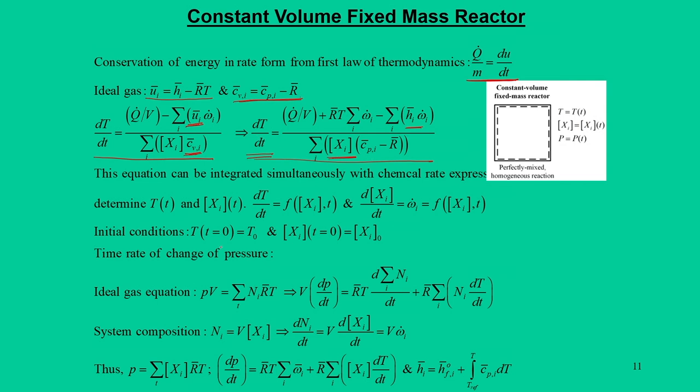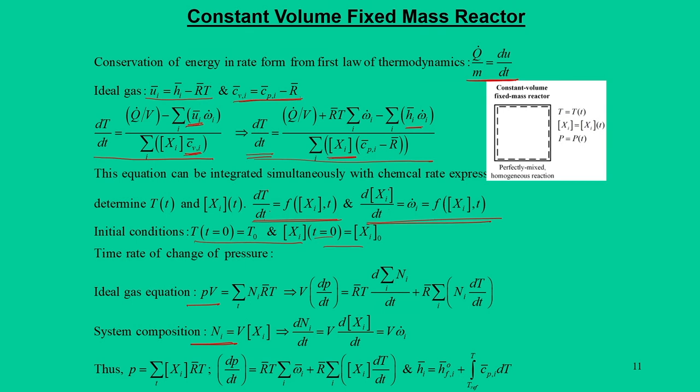So, this equation can be integrated simultaneously with rate expressions to find two complete expressions, that is temperature change with respect to time and concentration change with respect to time, with the same initial conditions and reaction kinetics. The systems can be modeled with respect to the ideal gas frame of equations and system compositions. So, ultimately there are two equations that need to be solved, dT/dt and dYi/dt, with these initial conditions and chemical kinetics.